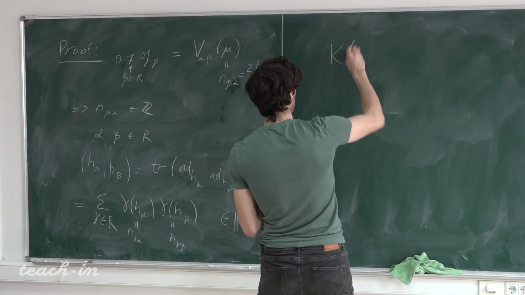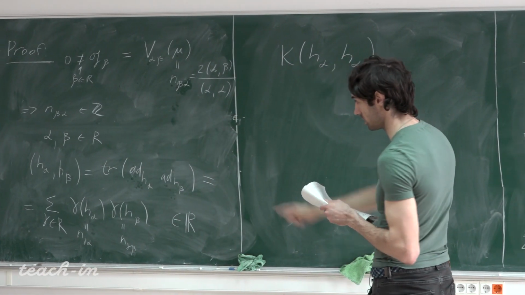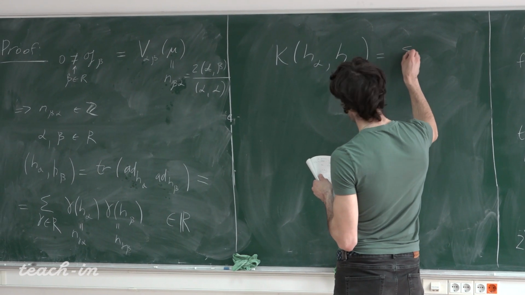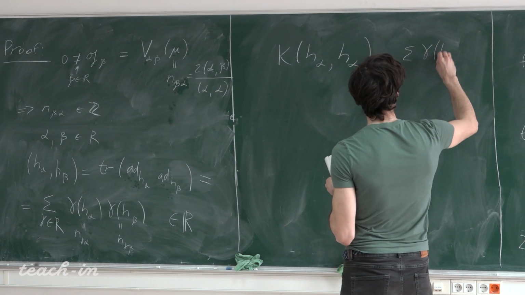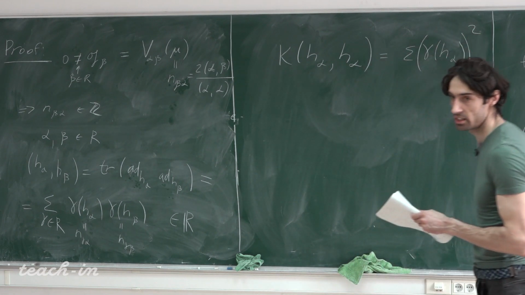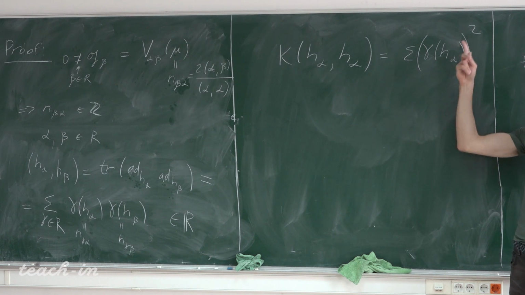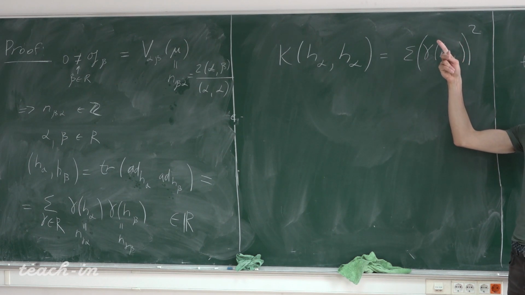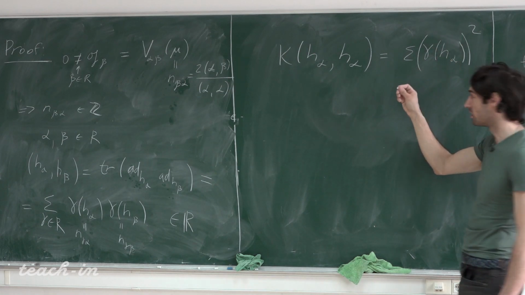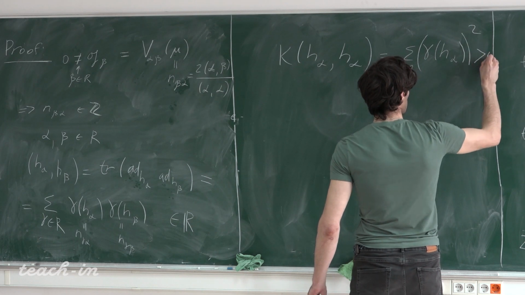If I take the same alpha equal to beta in this formula, then what will I get? I will get the sum over gamma of gamma of H alpha squared. And each of these things that I square is real, so therefore it's positive. So the overall thing is positive. So it's greater than 0.